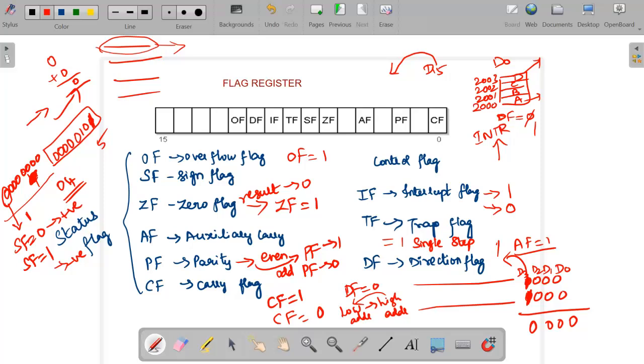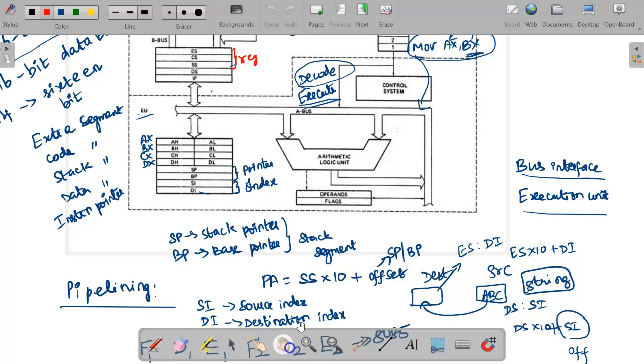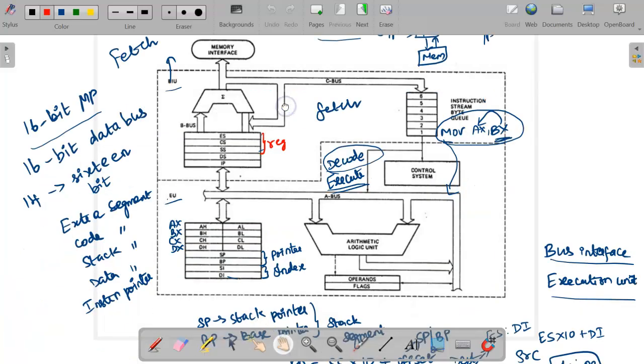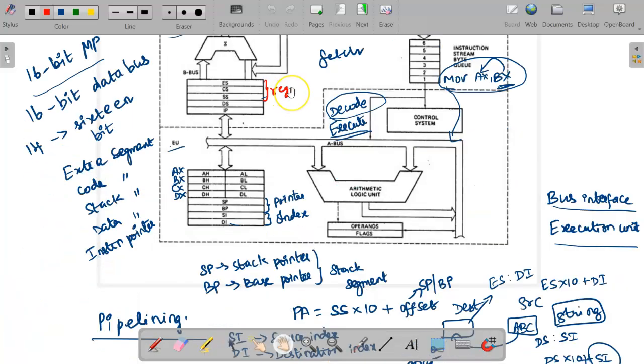So coming to the block diagram, everything we have discussed. The main thing is the bus interface unit, which connects to the outside world. It is mainly used for the fetching operation, as well as to transfer your data through the buses. It has the instruction stream byte queue, which speeds up the execution and supports pipelining. It is also important for calculating your physical address, and we have all the segment registers and additionally your IP register.